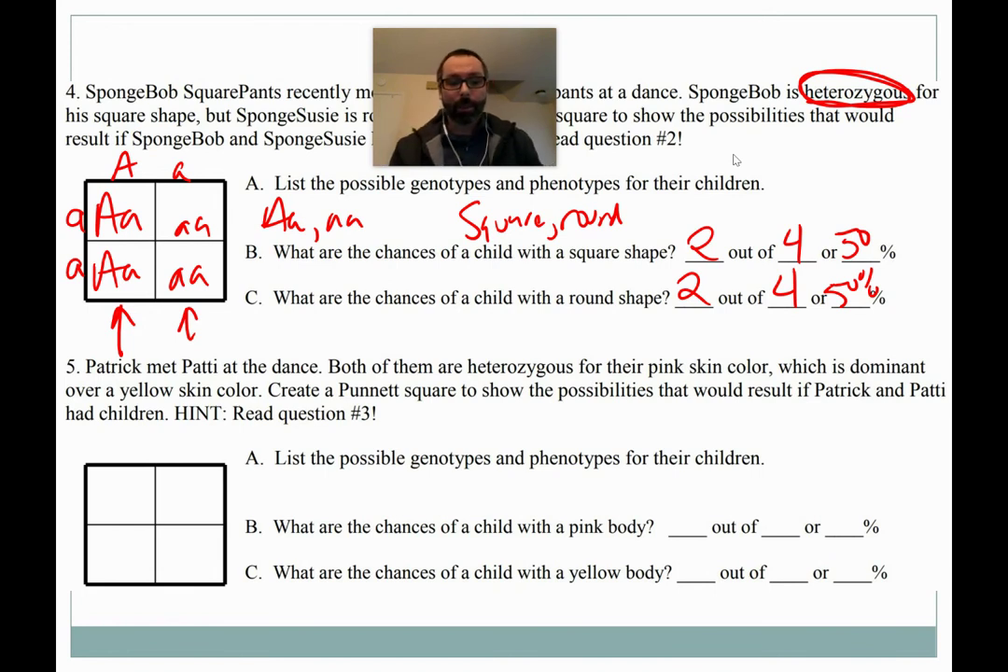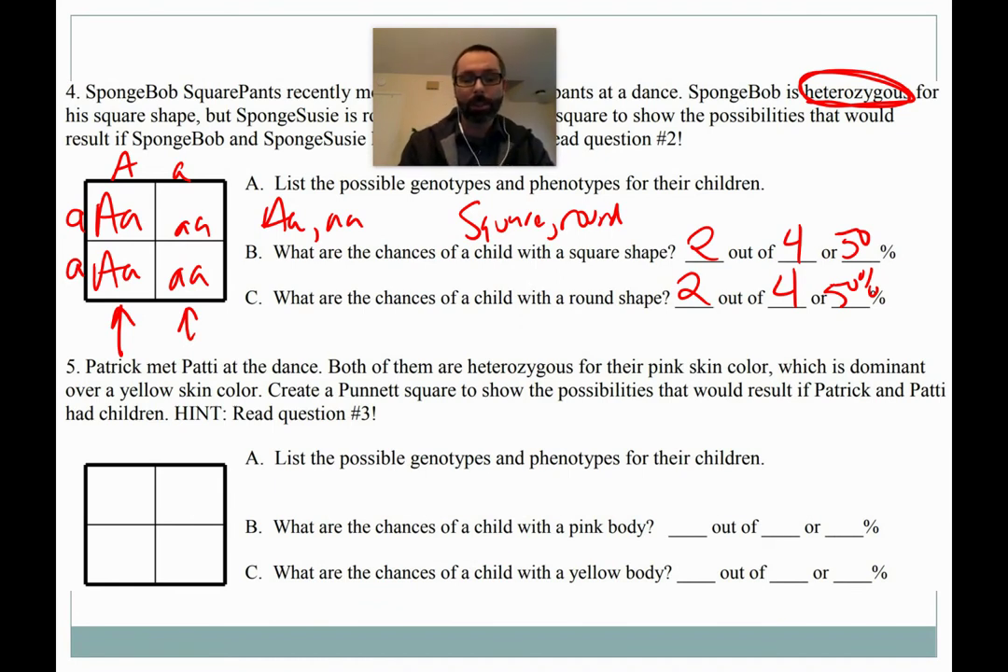Now, by this point, you should have already paused the video and done the practice problems, and I'm going to go over the other ones. All right, so now we're on number 5. Patrick met Patty at a dance. Both of them are heterozygotes for their pink skin color. Pink is dominant to yellow skin color.